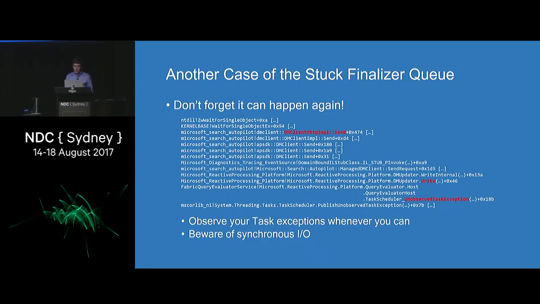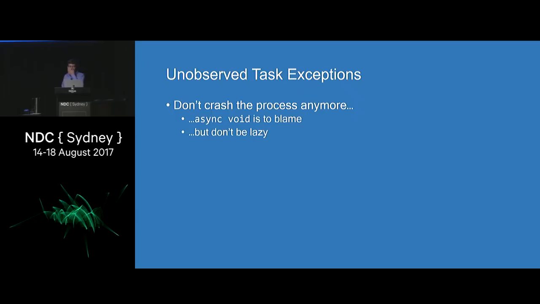So the answer to this is, of course, make sure that, A, you know where this code is going to run. In this case, we're no longer using this client in that particular spot. The second thing is to observe your exceptions. It's a pretty important thing to make sure that you're not lazy about handling exceptions for async APIs.